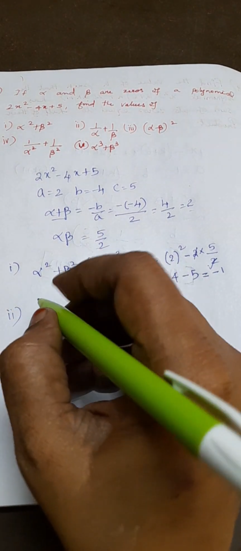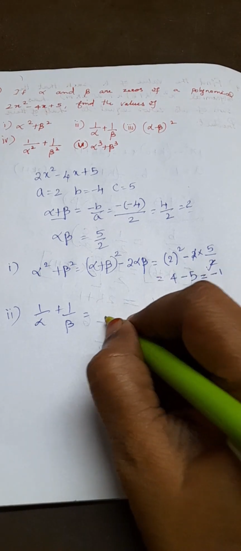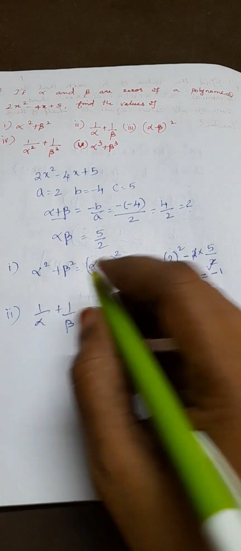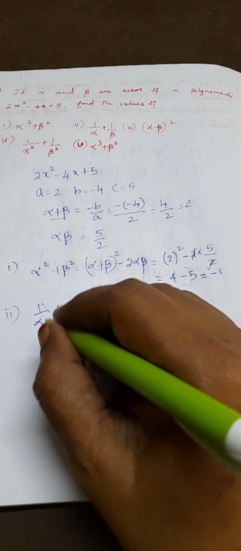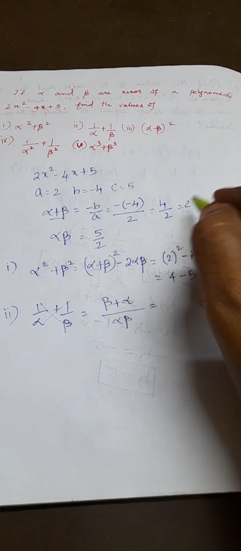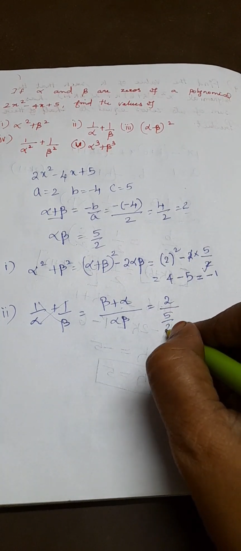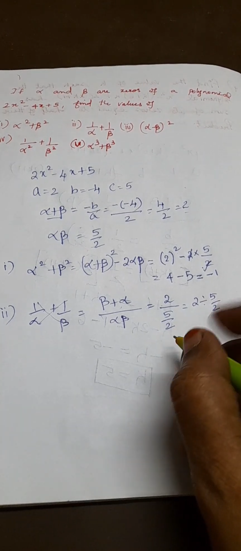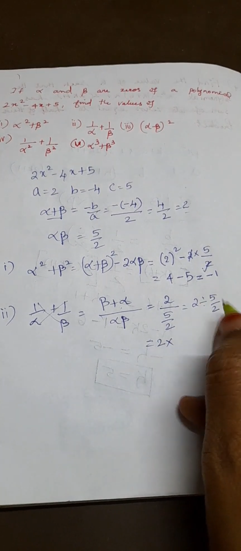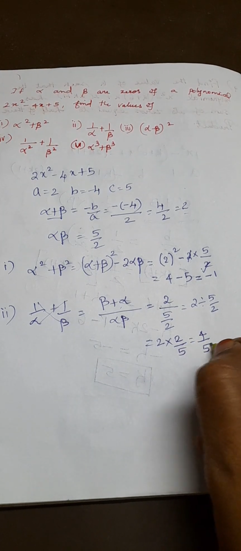Second one, 1 by alpha plus 1 by beta. Take LCM. If we take LCM, alpha beta, up we will get beta plus alpha. This beta plus alpha is nothing but alpha plus beta. What is alpha plus beta? 2, by 5 by 2, right? This is nothing but 2 divided by 5 by 2, and this can be written as 2 into the reciprocal, 2 by 5. So what will I get? 4 by 5 as the answer, right? Okay, shall we go to the third one?